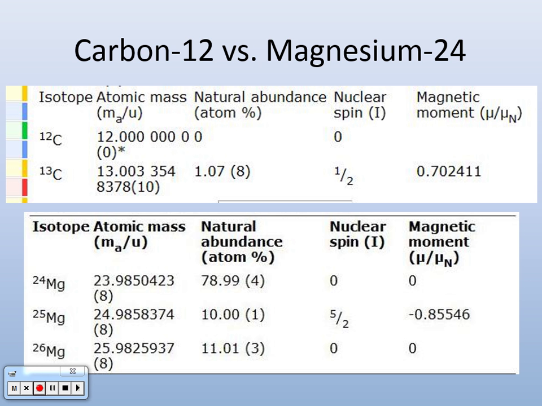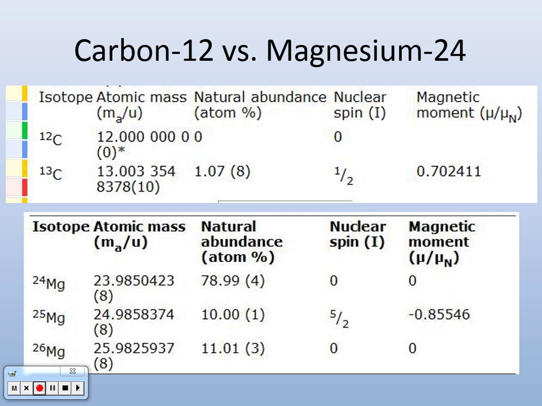First isotope, carbon-12, right? The C represents carbon, the 12 represents its mass number, right? Will, you already told us, what do we know about carbon-12? 6 protons, 6 electrons, 6 neutrons. And you see here under the column that's labeled atomic mass, what is the atomic mass listed here? 12.000000, right?